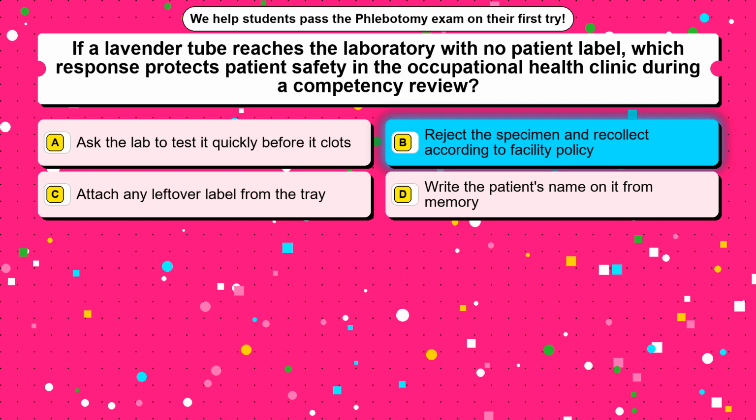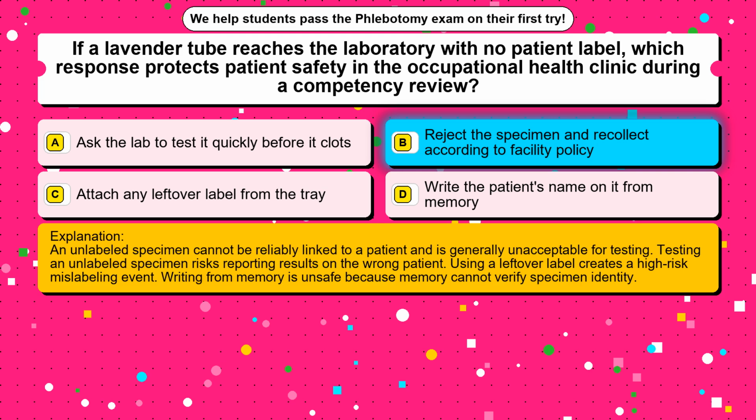The correct answer is option B. Reject the specimen and recollect according to facility policy. An unlabeled specimen cannot be reliably linked to a patient and is generally unacceptable for testing. Testing an unlabeled specimen risks reporting results on the wrong patient. Using a leftover label creates a high-risk mislabeling event. Writing from memory is unsafe because memory cannot verify specimen identity.